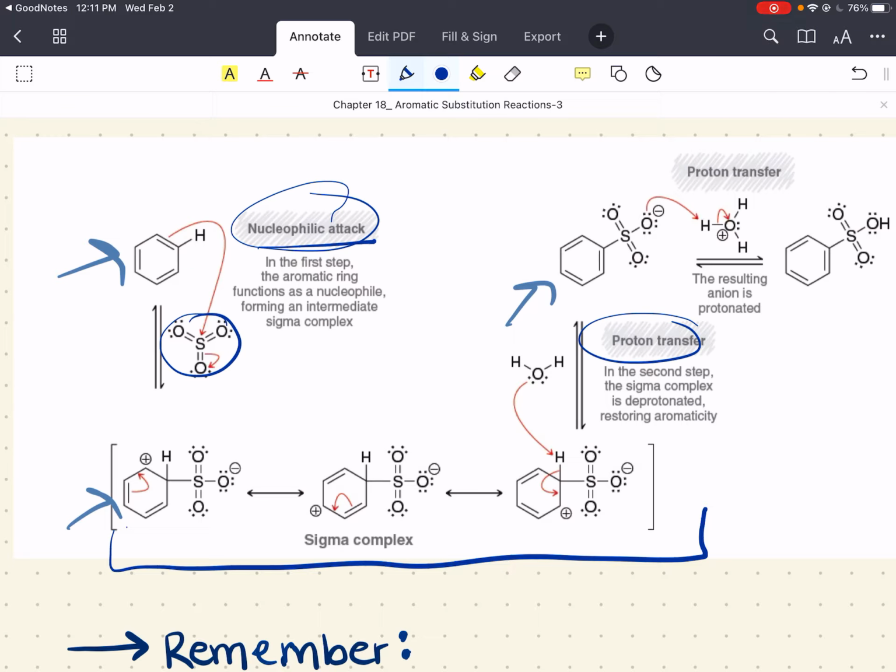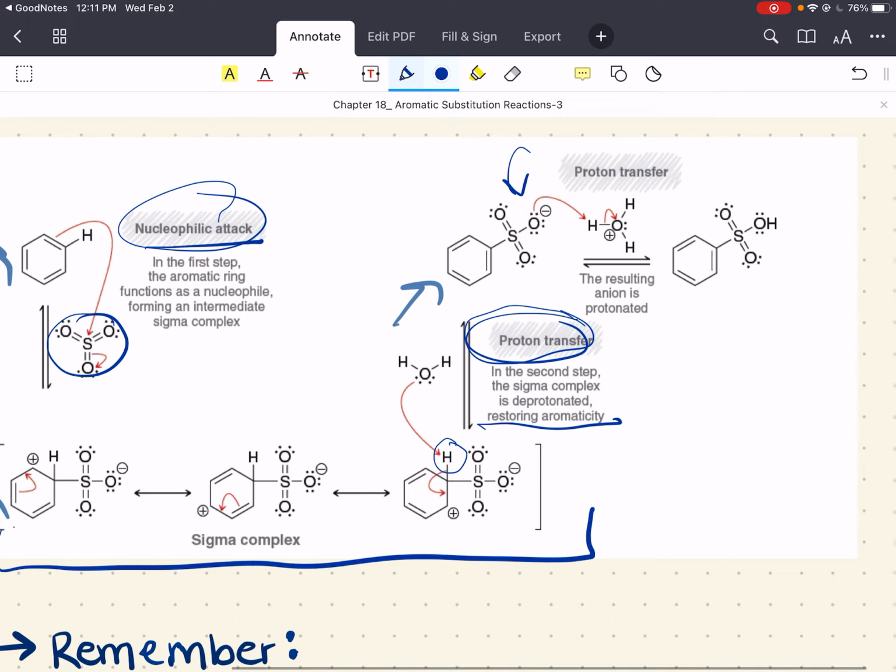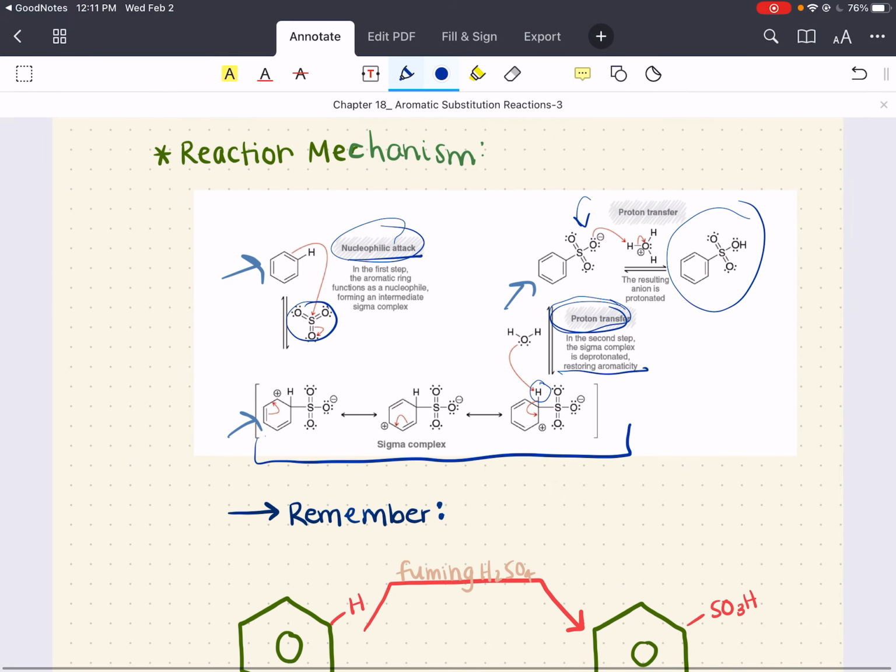Now, the last few steps are proton transfers, where the sigma complex is once again deprotonated, restoring aromaticity, and then finally the resulting anion here is protonated to form our final product, where we add this sulfur trioxide to our benzene ring.